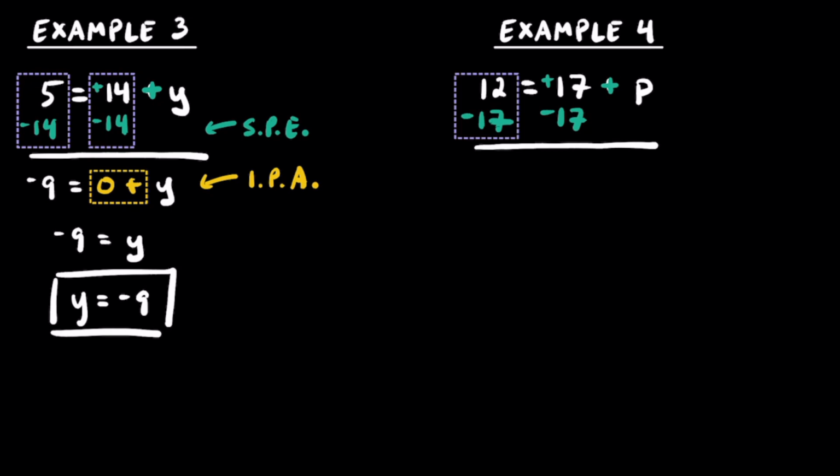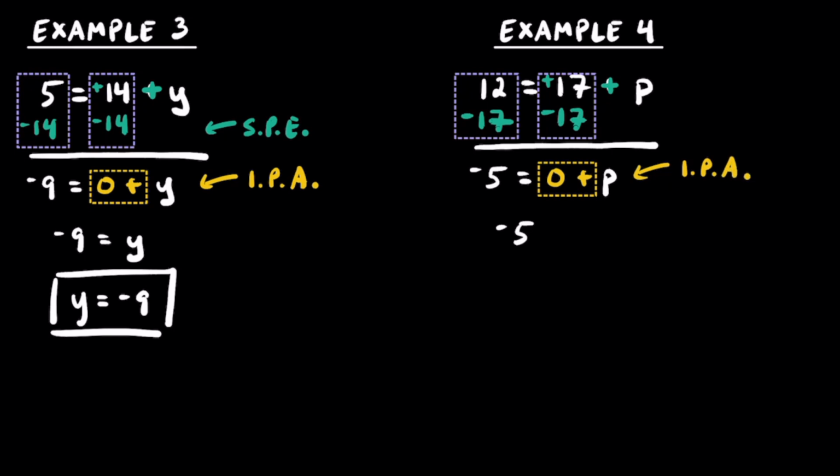On the left side, to figure out what 12 minus 17 is, think about what 17 minus 12 is, and since that's equal to 5, then 12 minus 17 is just equal to negative 5. On the right side, the plus 17 combines with the minus 17 to get 0, so we have 0 plus p on the right side of the equation. Since adding 0 doesn't do anything, we can get rid of it using the identity property of addition and write that negative 5 is equal to p, or we can say that p is equal to negative 5. There's our solution.